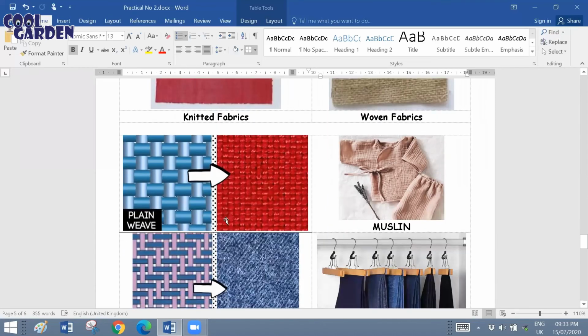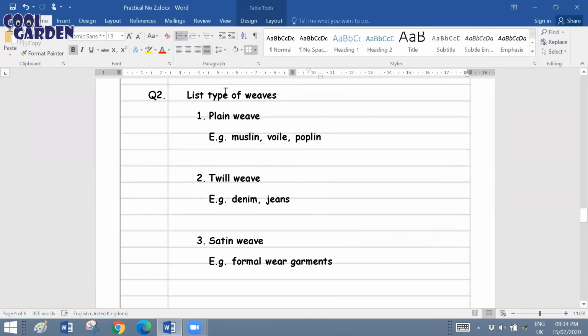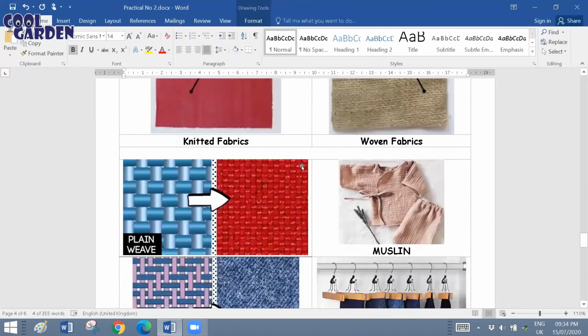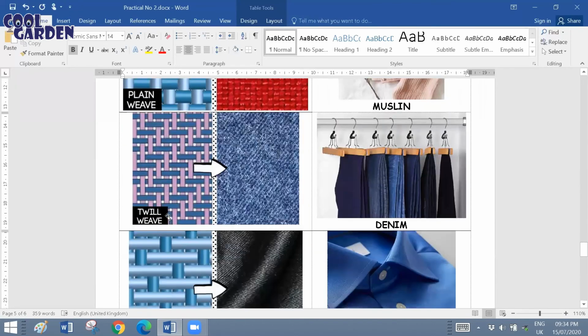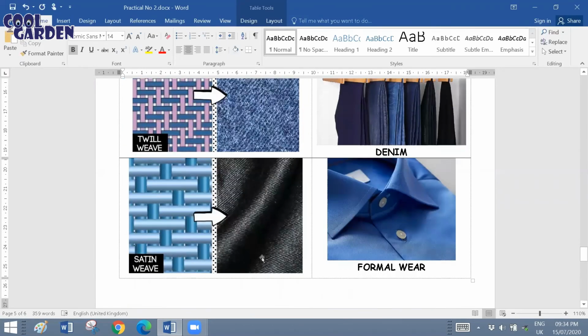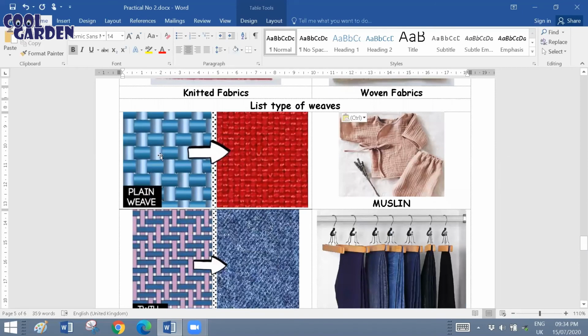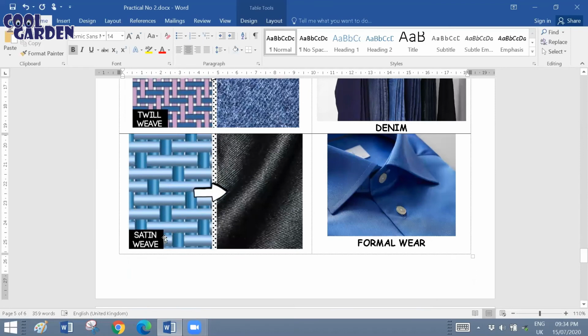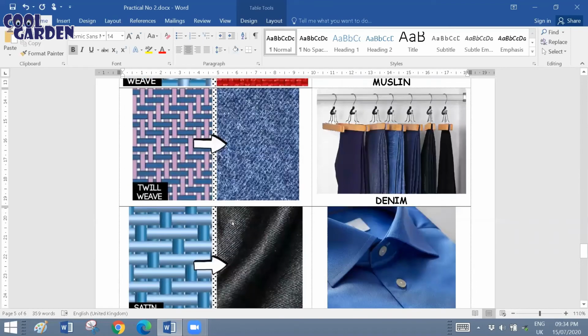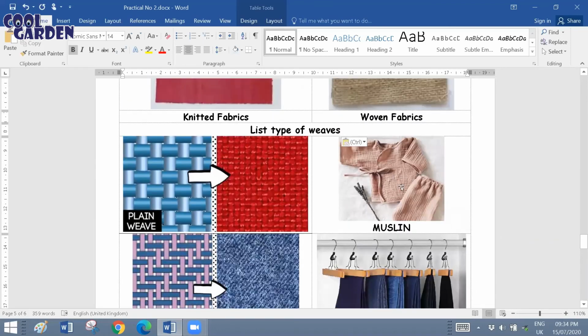Then this is the list of weaves. Okay, so for list of weaves, if you want, we can actually mention the headings so that becomes way easier. Okay, so list of weaves. Plain weave is there, twill weave is there, satin weave is there. See, it clearly shows how a plain weave looks like, how a twill weave looks like, and what a satin weave looks like. Okay, and here I have also given you the example, that is muslin cloth.